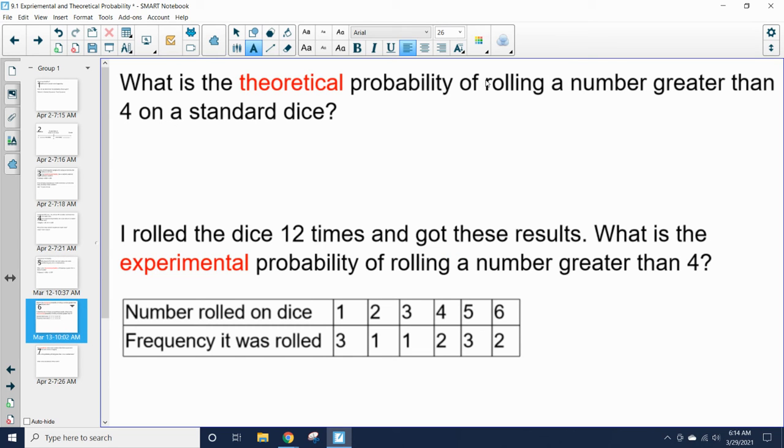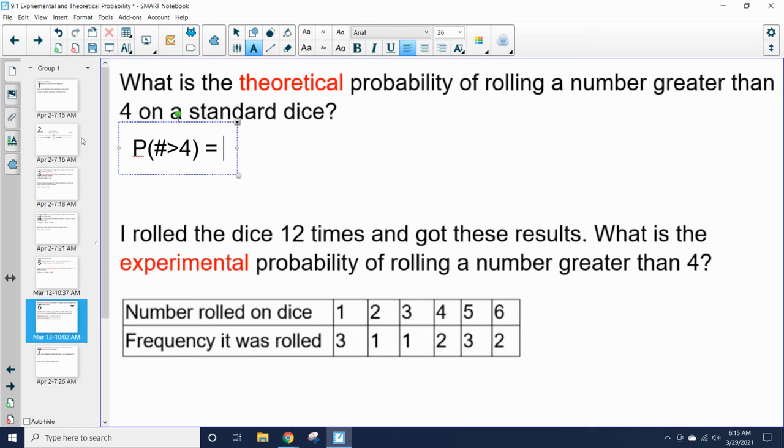So what is the theoretical probability of rolling a number greater than 4 on a standard die? So when we think about it, it's theoretical probability once again. So our probability is getting a number that is greater than 4.